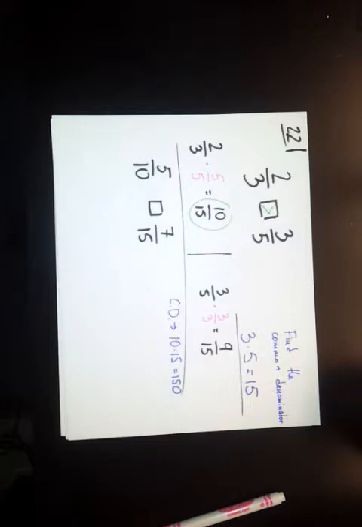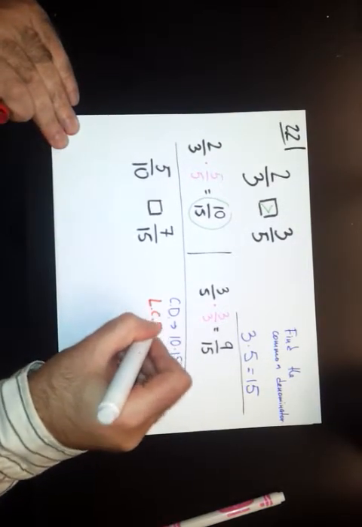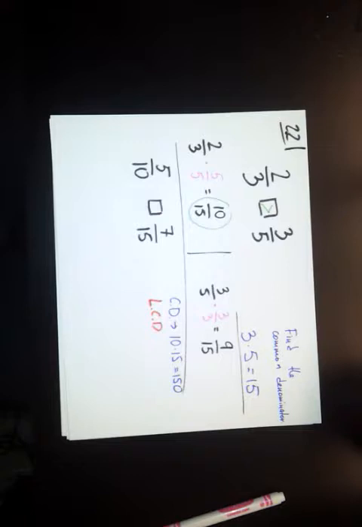But is there something smaller, something easier to deal with, smaller numbers? Is there an LCD? And the LCD is called the least common denominator. It's the smallest denominator that the two of them have in common. There might be one for this one. How do we find out?